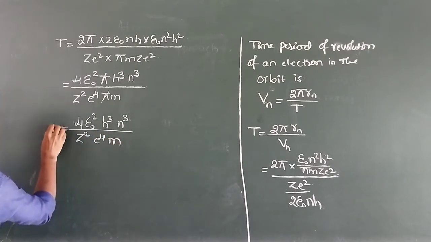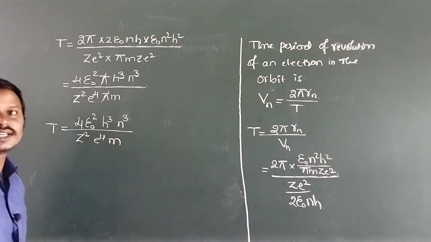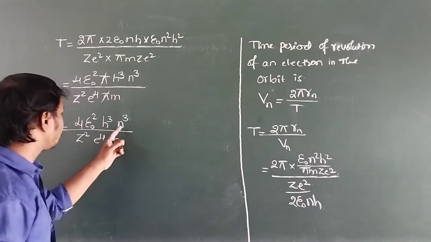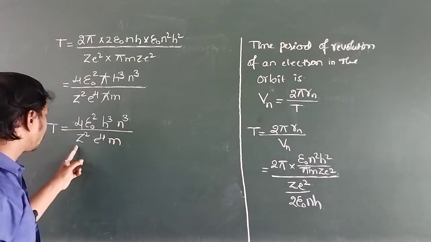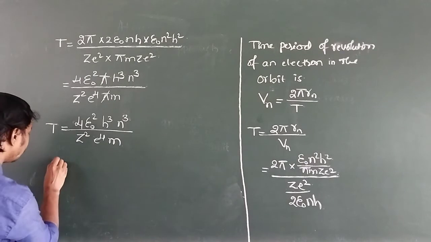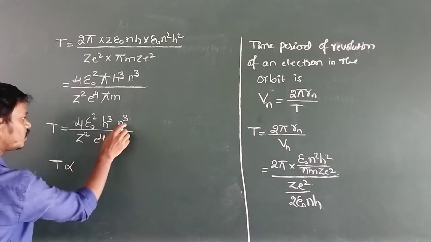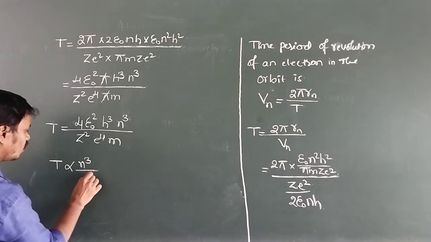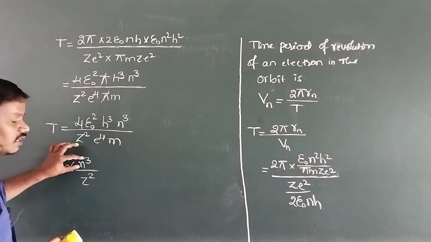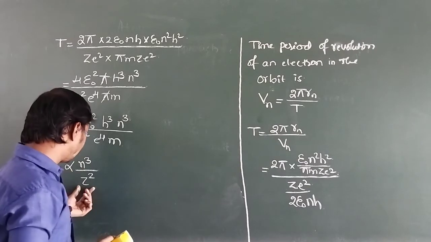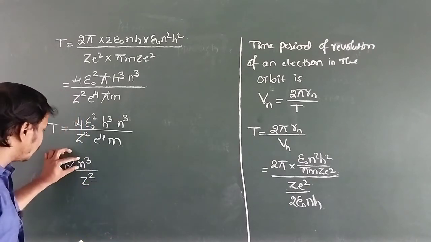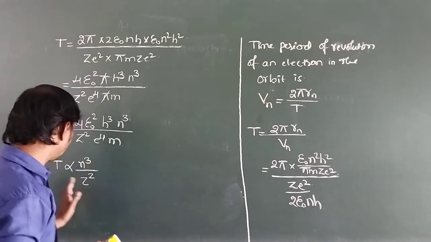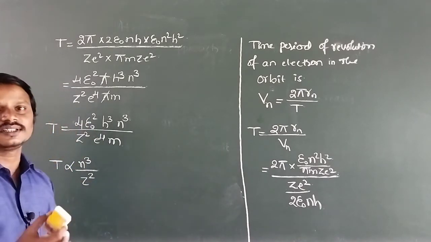So see here, the time period of revolution of an electron in the nth orbit is directly proportional to n cube and inversely proportional to z square. Then we can write T is directly proportional to n cube and inversely proportional to z square. What is n here? N is principal quantum number and z is atomic number. As n increases, the time period also increases. Okay, because T is directly proportional to n cube.